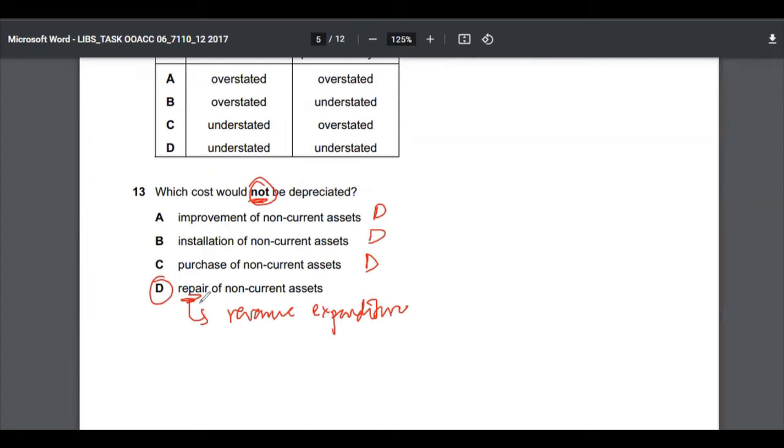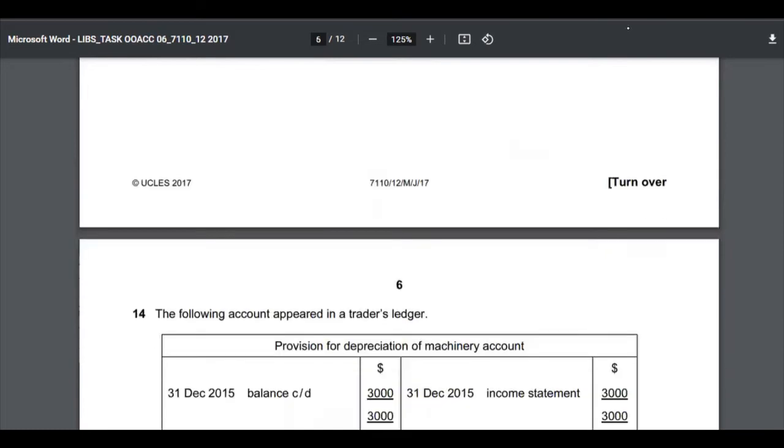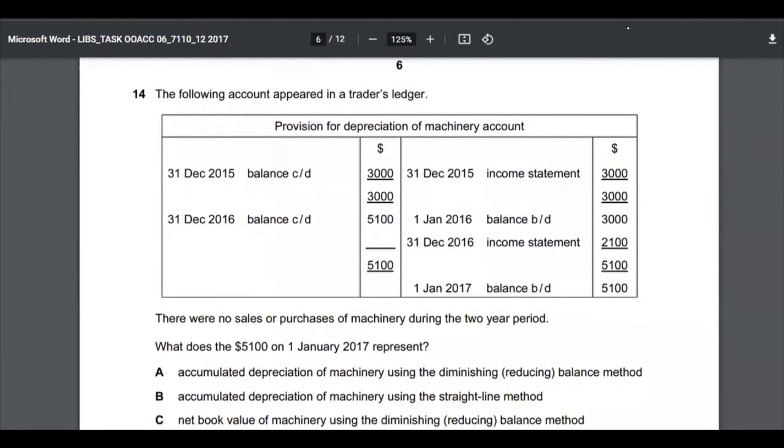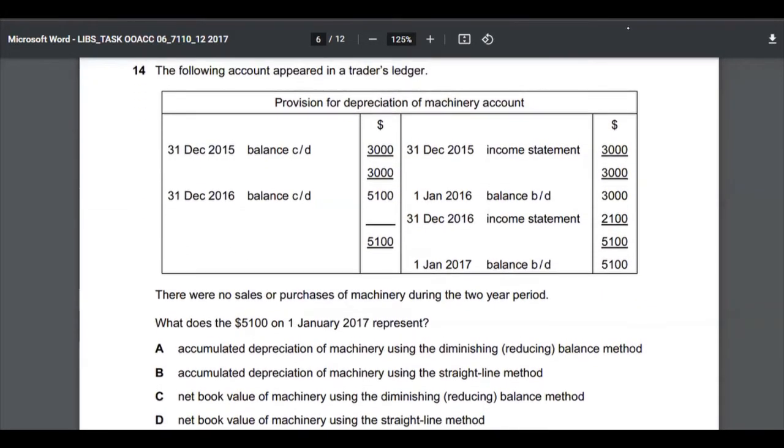Now, the one thing you can note here is that multiple choice 12 and multiple choice 13 actually tested the same principle of differentiating between capital and revenue expenditure, right? The question was a little different, but it was testing you on the same thing. Sometimes you will see a question that requires similar knowledge, but is just a little different.